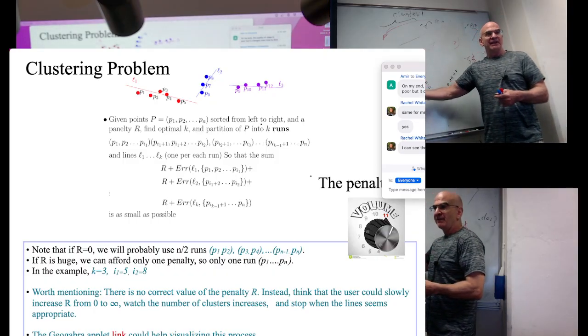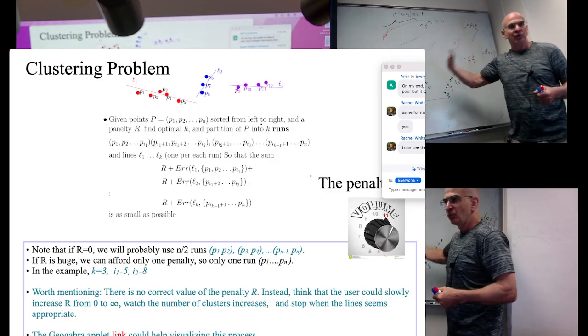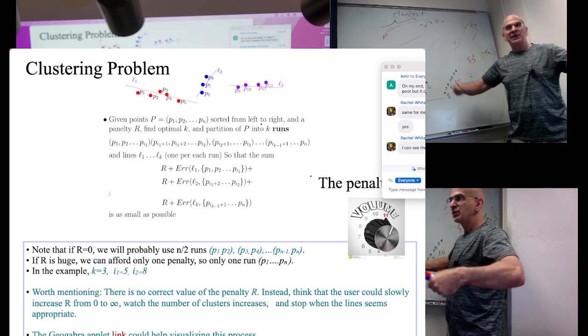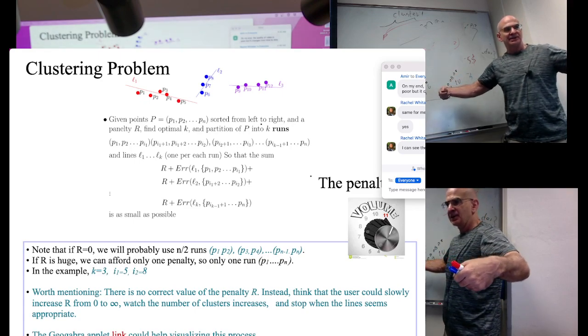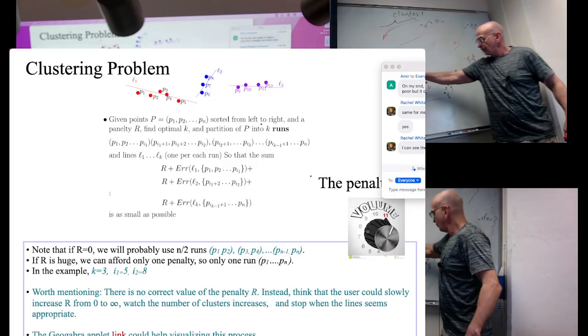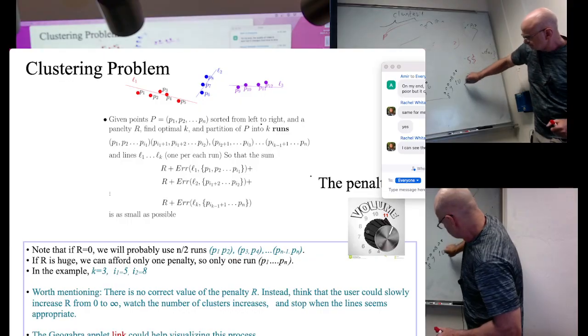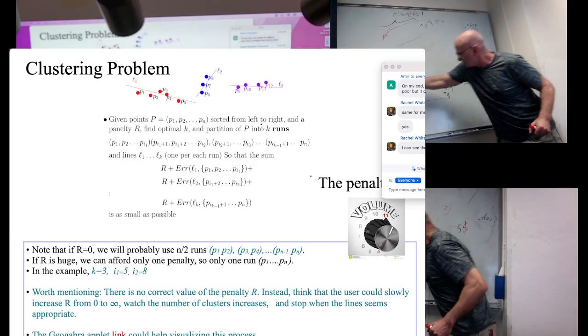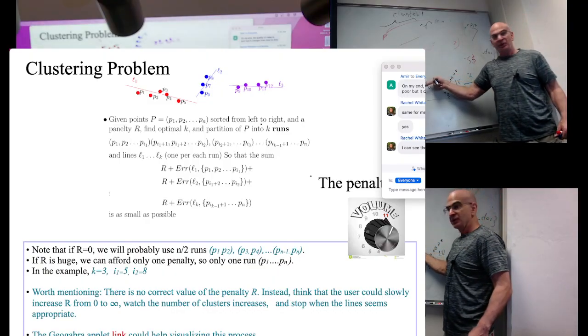Take R to be $5,000. Since R is how much each cluster costs, R is $5,000, a lot of money. I can afford only one line. It will go somewhere here, all the way from here to here, and the error will be the error between this line and all these points.